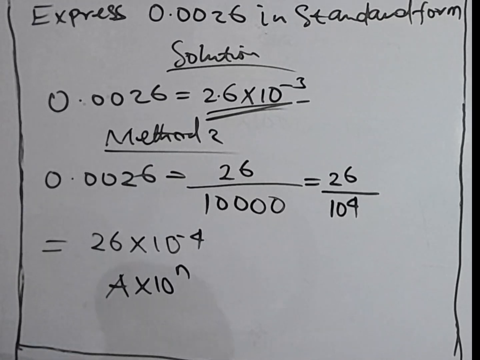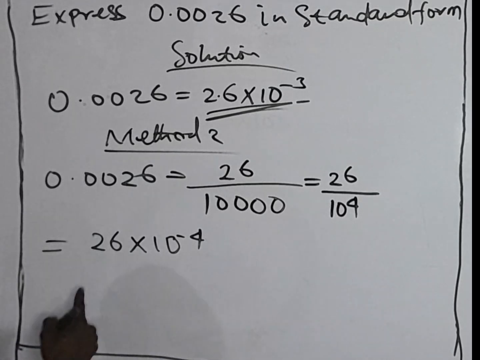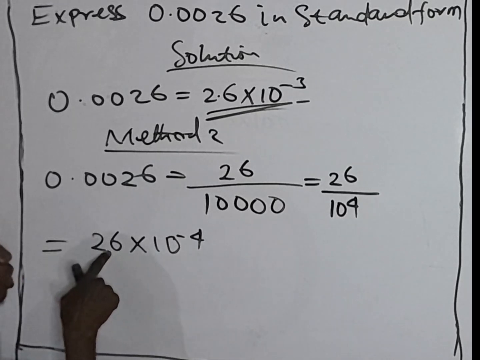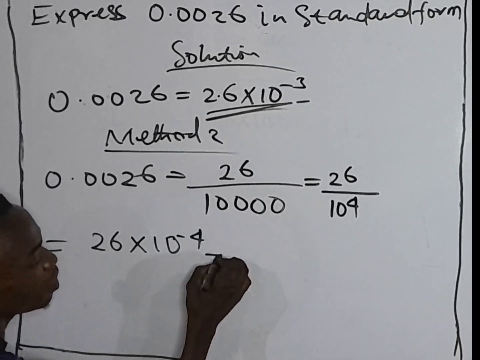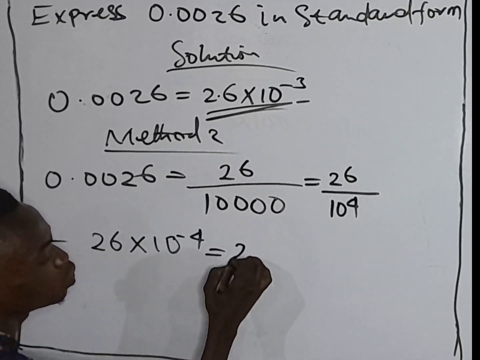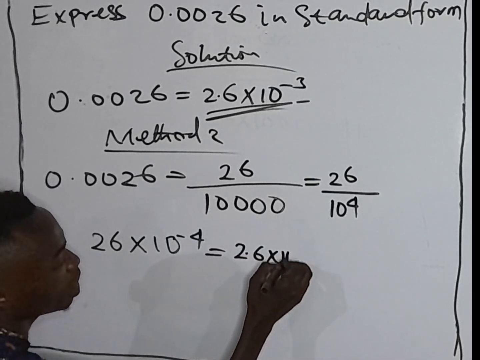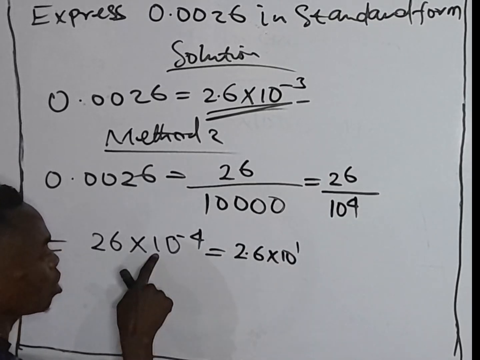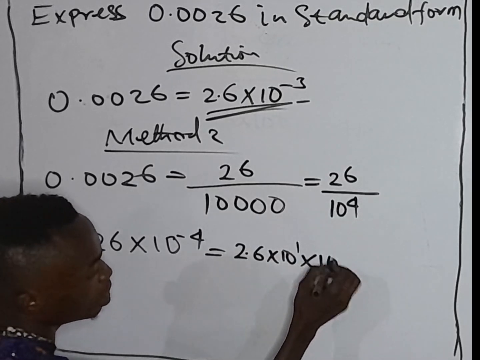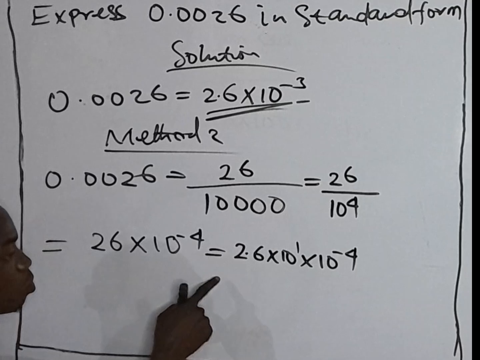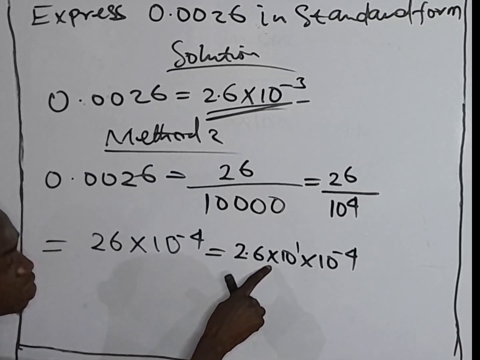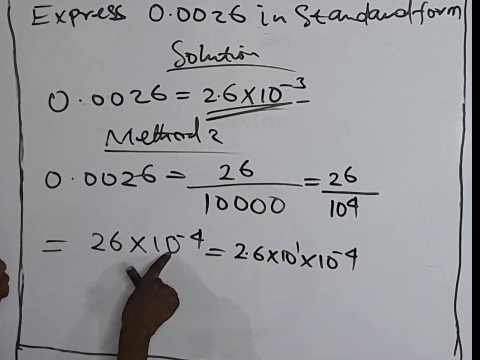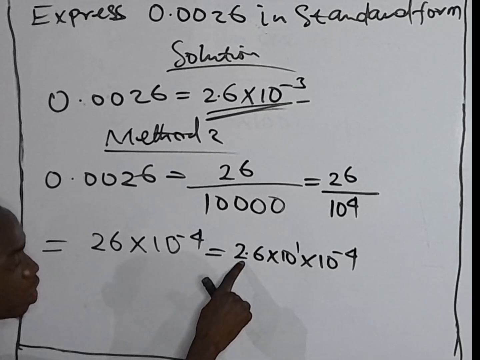Alright? So the next thing now to do is I want to change this into standard form. But I know that 26 itself is 2.6 times 10, right? Raised to power 1. Then I'll put this one times 10 raised to power minus 4. I know somebody may ask me, how did I get 2.6 times 10 raised to power 1? I know this one, you know this one. Okay, let me tell you how I got that one.